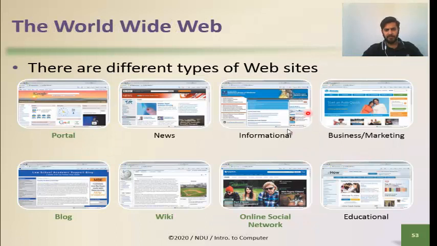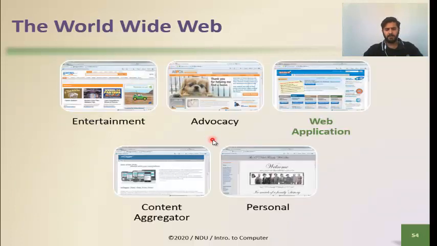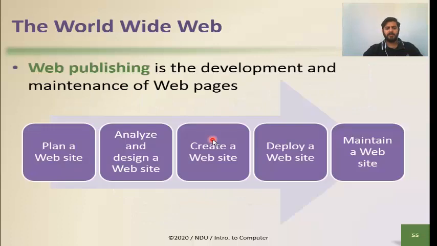So we have a lot of different websites. We have news websites, Wikipedia, blogs, online social networking, then personal websites, and entertainment websites also available. So these are some examples.